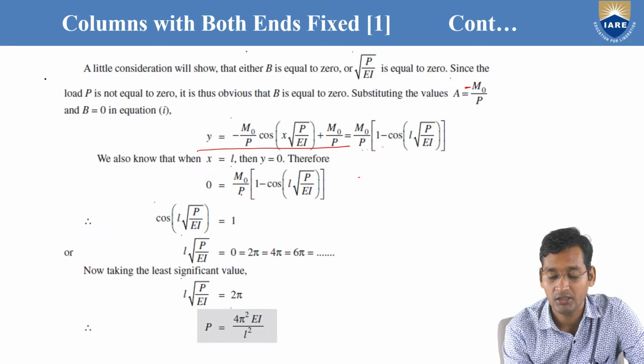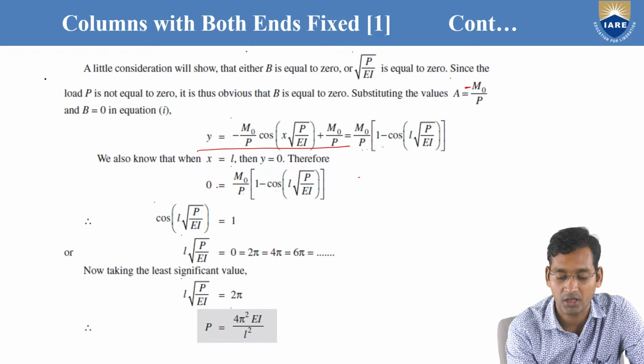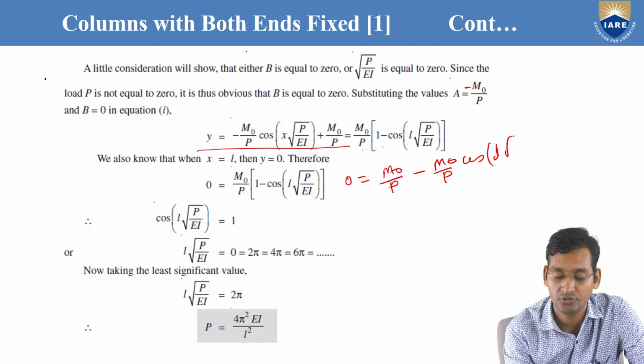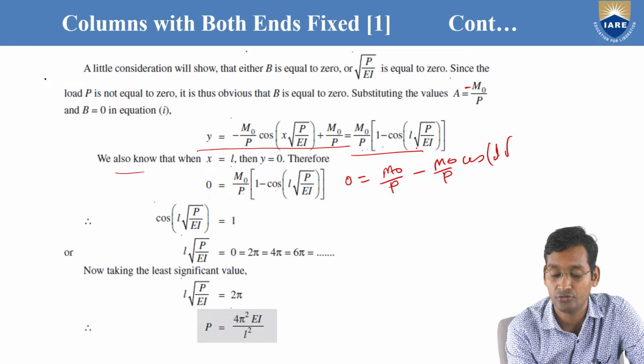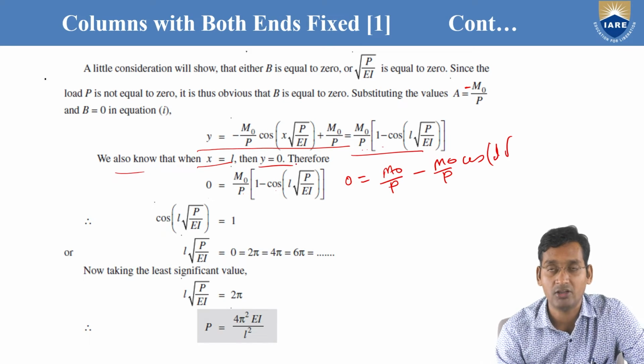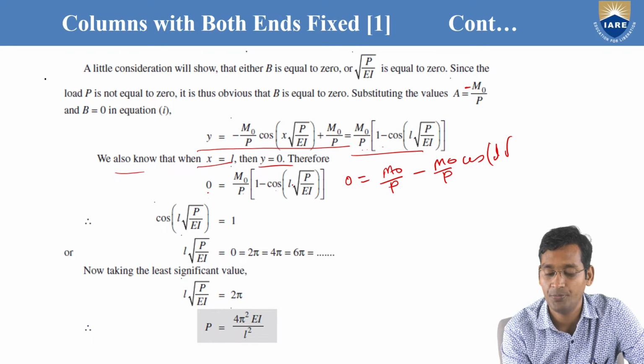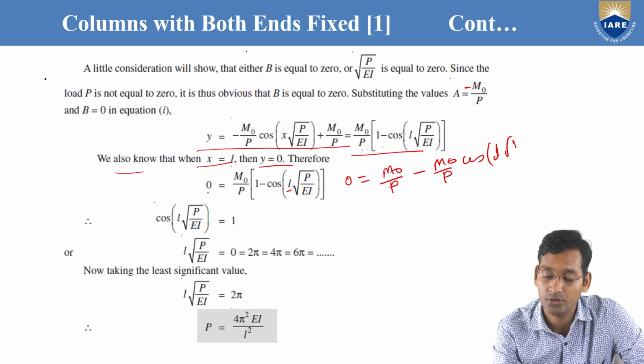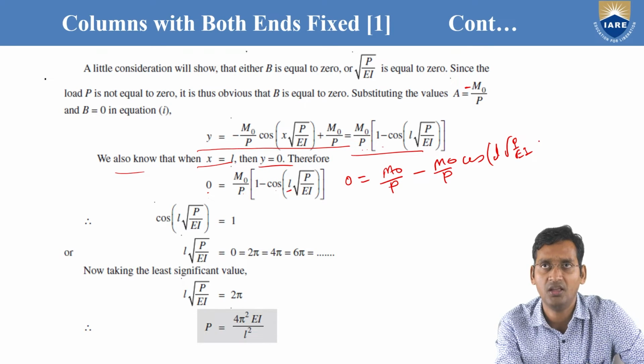Now if you multiply, I am just expanding this one first. So 0 equals, multiplying this, m naught by p into 1, so m naught by p minus m naught by p cos L root p by EI. Just here, another boundary condition we have to substitute. What is that? x equals L and y equals 0. So substitute y equals 0 and x as L.